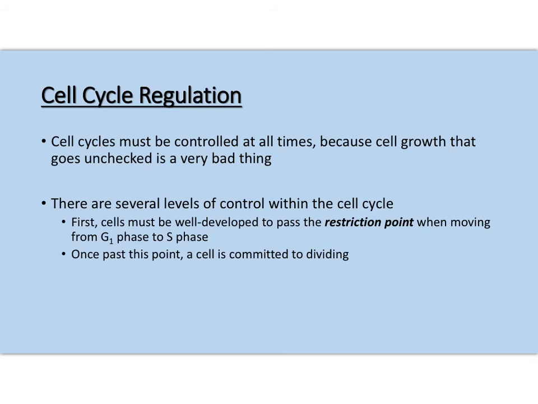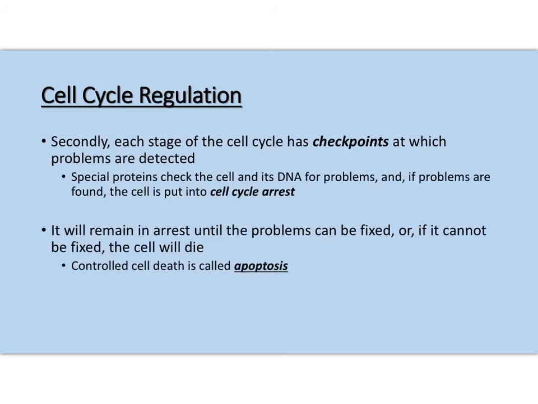But if a cell does pass through the restriction point, it is committed to dividing. So basically, once that cell goes into S phase, it is either going to become two cells, or we're going to get rid of that cell altogether if anything bad happens along the way. So as I mentioned there a minute ago, I got ahead of myself a little bit. There are checkpoints throughout the cell cycle where they will detect problems.